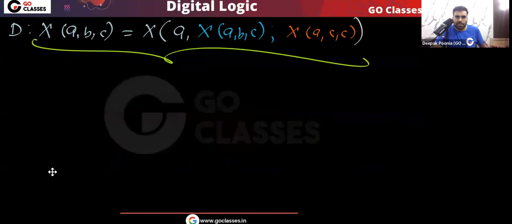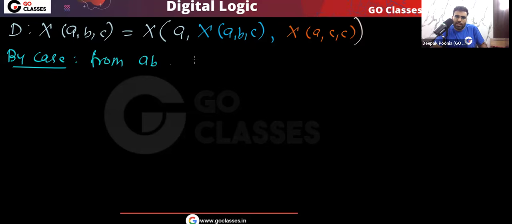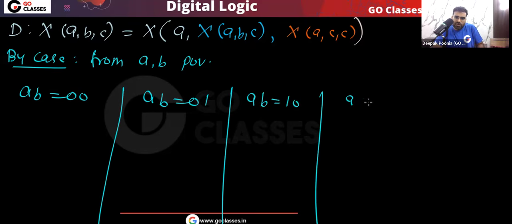Let's take option D. Again, from two variable point of view, I will create cases. 4 cases will be there. Okay, so again by case method we will apply from AB variable point of view. Okay, AB 0 0, AB 0 1, AB 1 0, AB 1 1.